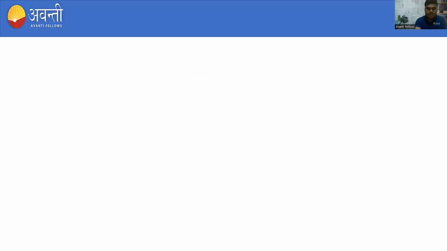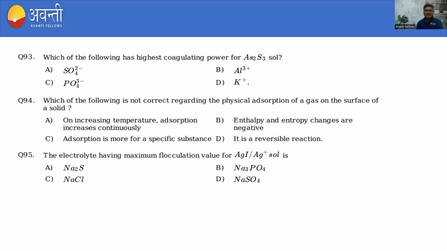Chalo, move to the next question, question number 93. Which of the following has the highest coagulating power for the As2S3 sol? We know that As2S3 is a negative sol, so for a negative sol we want a positive ion. Here we have Al and also others, and the maximum charge is shown by aluminium, plus 3. Due to this positive charge, it is very good at coagulating.